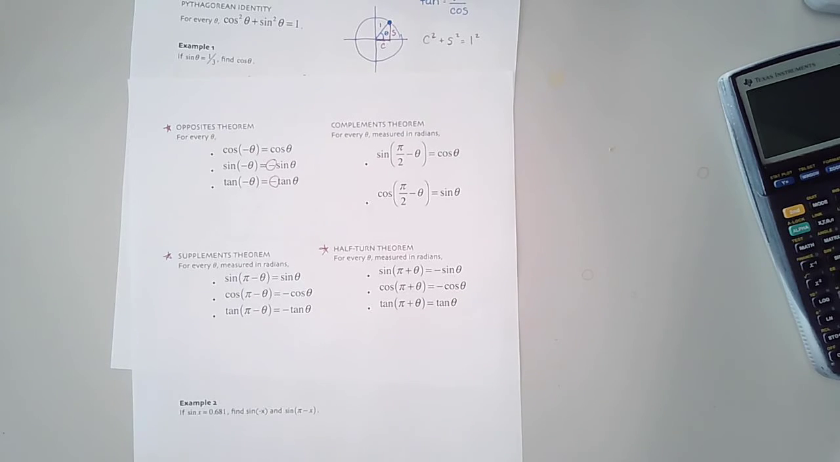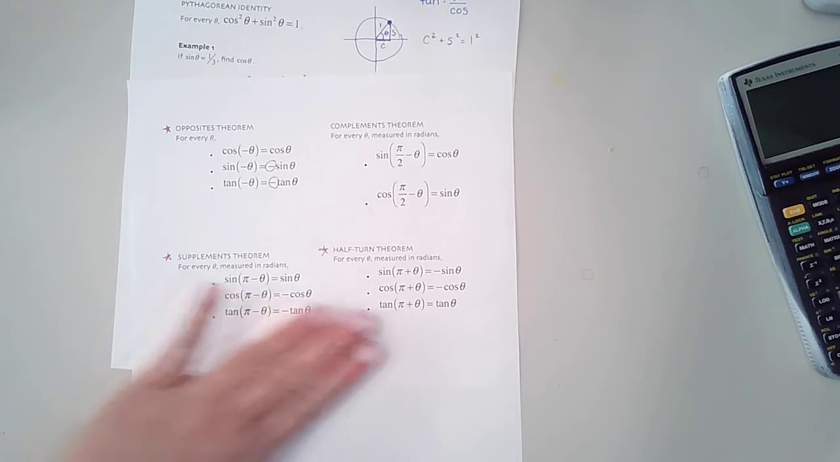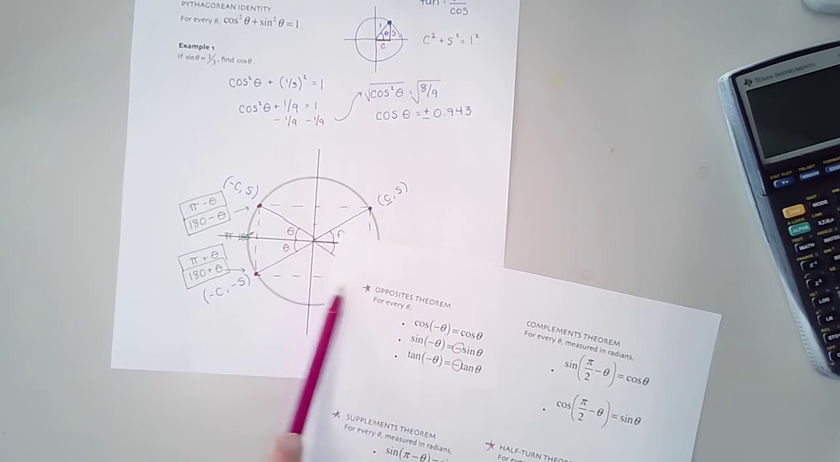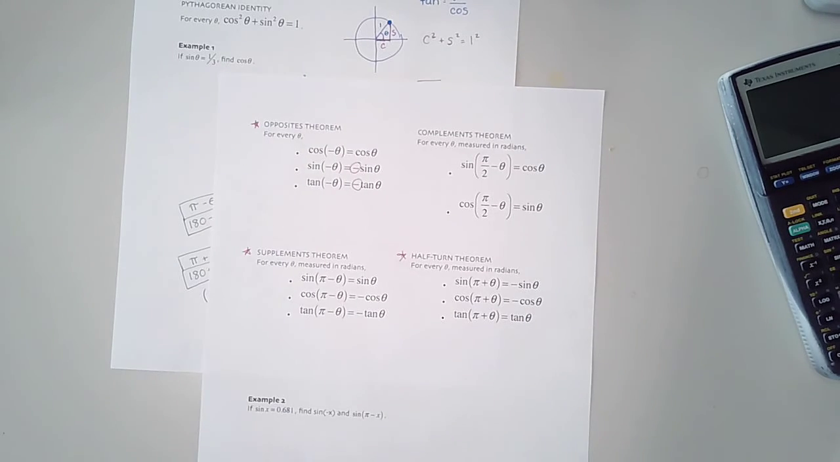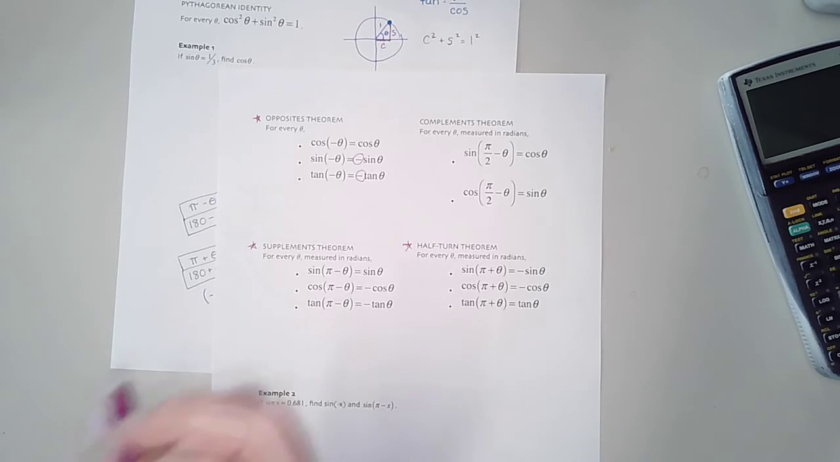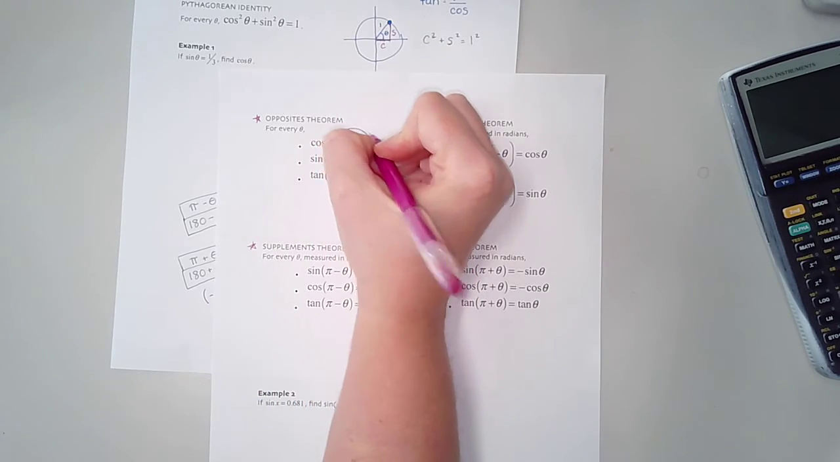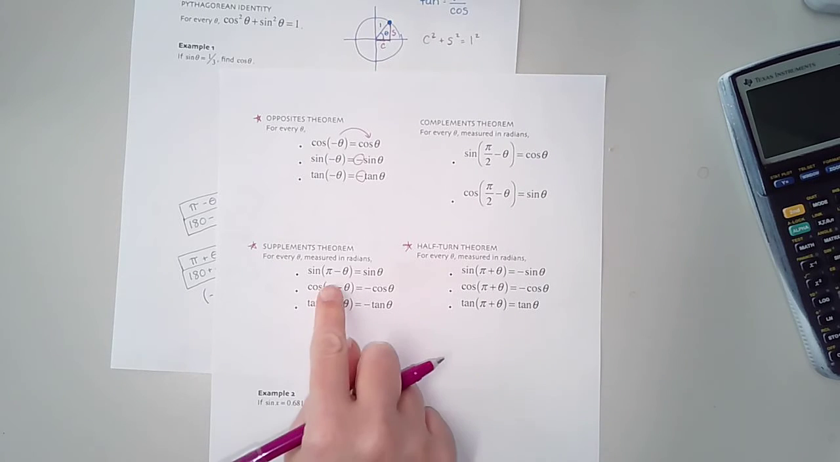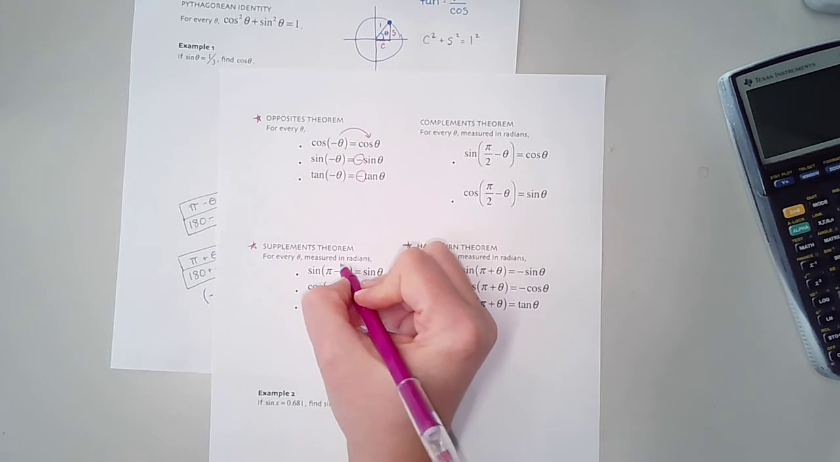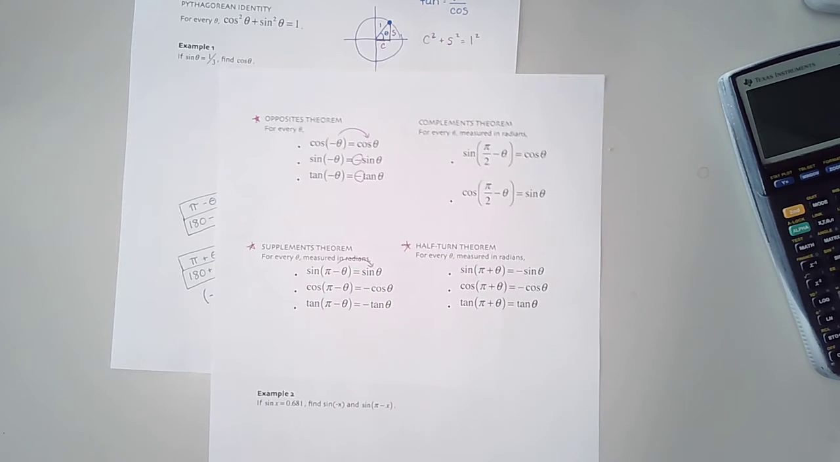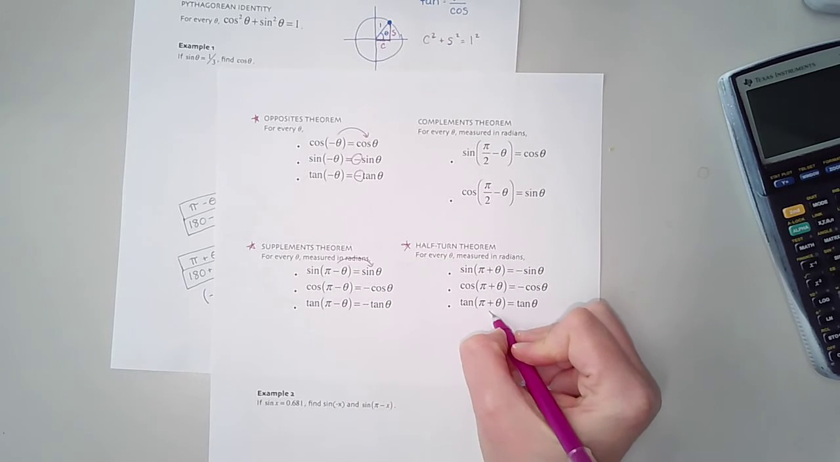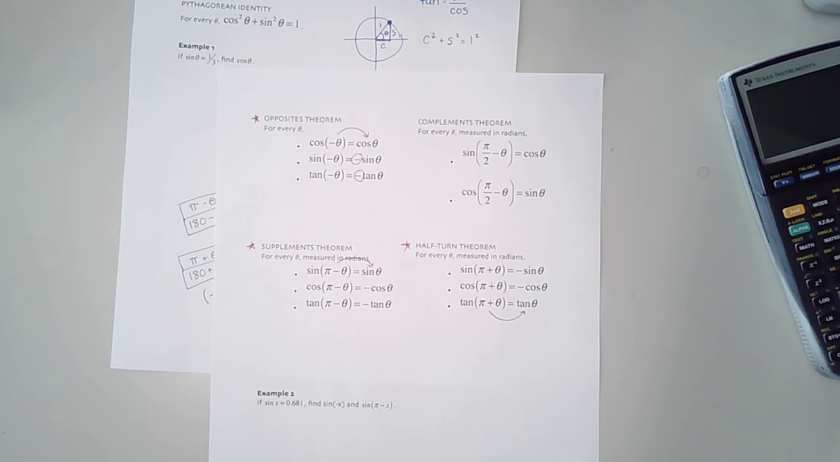I don't care that you know the wording of these theorems as long as you understand what this is saying here on the circle. But the big takeaway is that when you're doing negative theta, the cosine stays the same. When you're doing pi minus theta, the sine stays the same. And when you're doing pi plus theta, the tangent stays the same. And the other ones switch. Everything else turns negative.